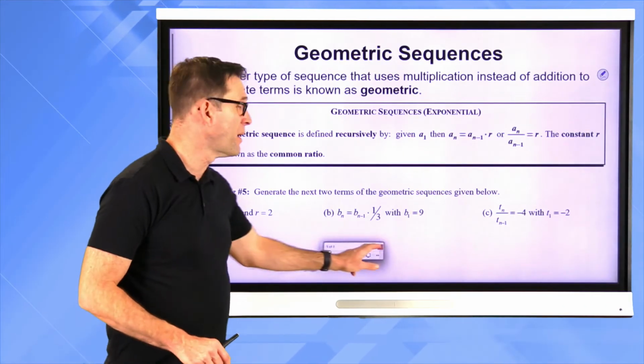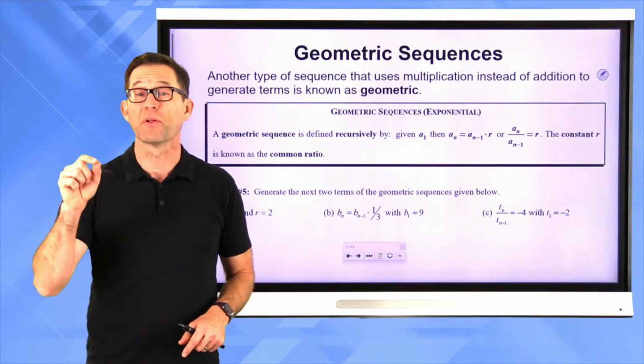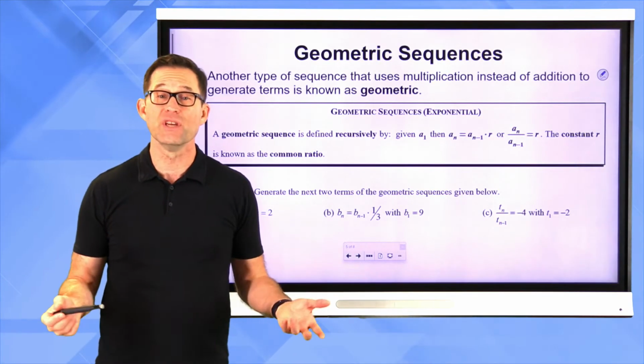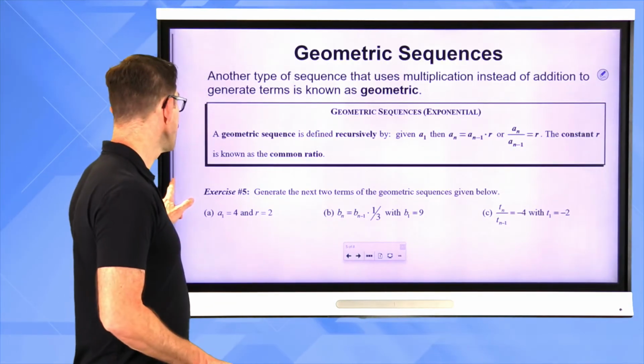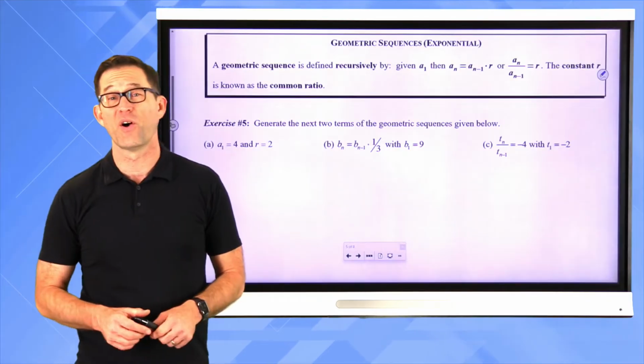Now let's talk about geometric sequences. Another type of sequence that uses multiplication instead of addition to generate terms is known as geometric. All right, let's take a look at geometric sequences, which I would really prefer them to call exponential.